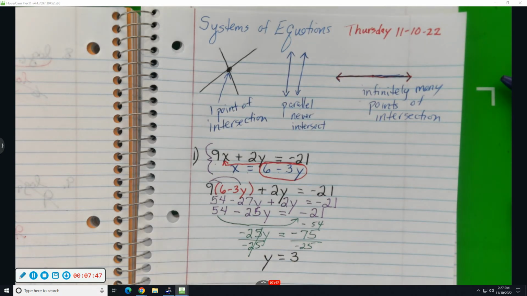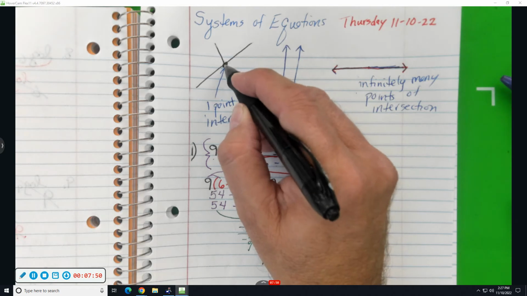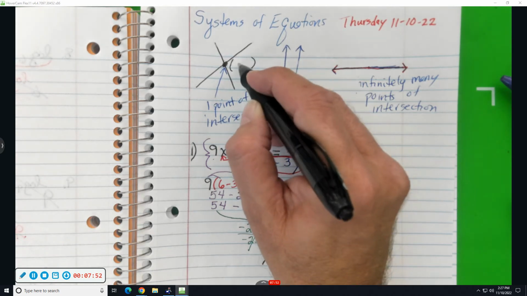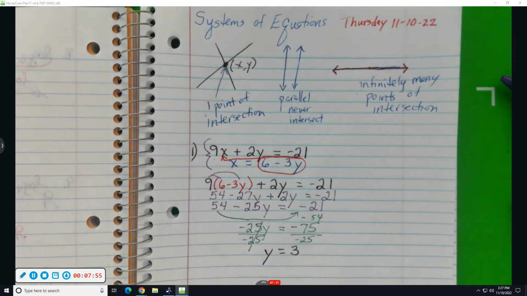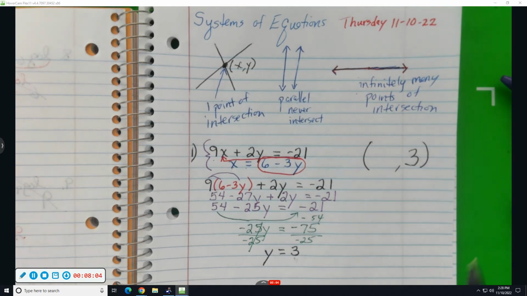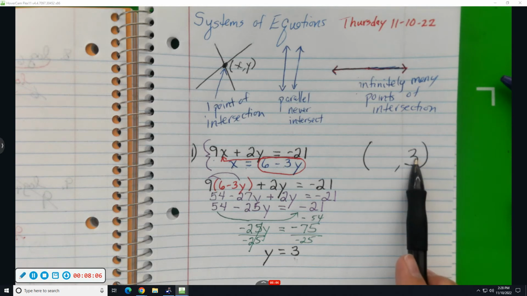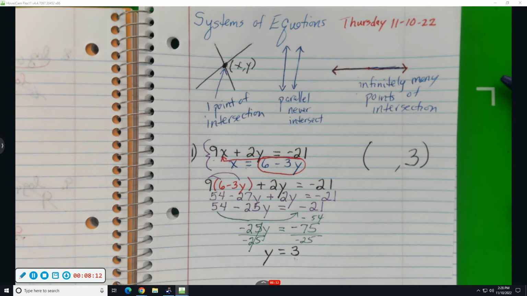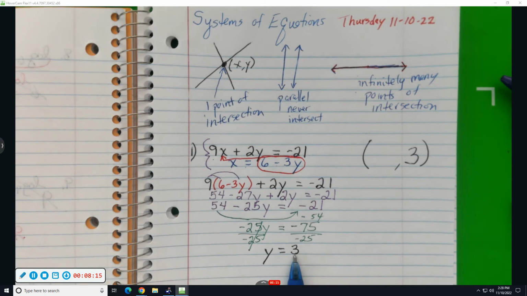Now, we're looking at a point of intersection. A point of intersection is an ordered pair, x, y. What we've just done is found the y coordinate of our answer. The y coordinate is 3. Do you have any idea of what we could do to find the x value? If we know that y is 3, what's the name of this method? Substitution. If you know one of the variables, then substitute in to get the other one.